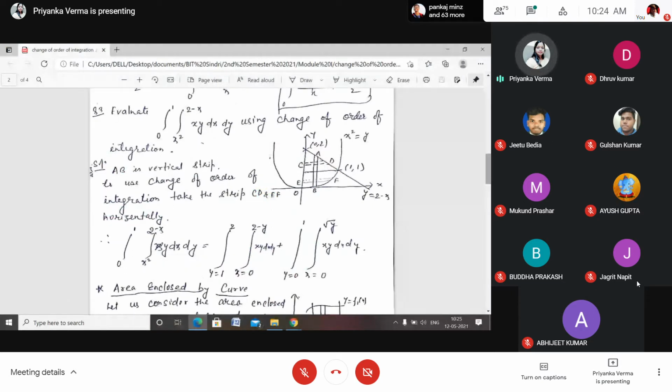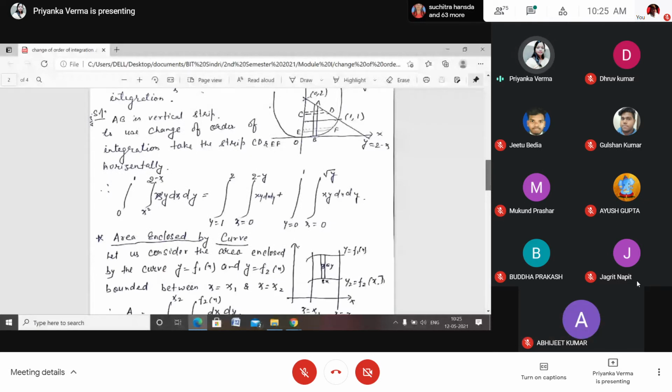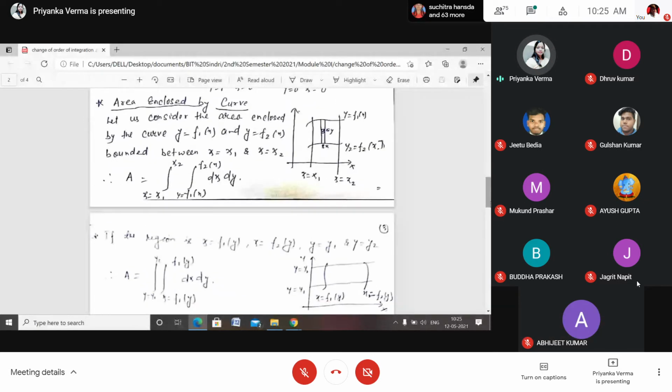Next topic, I'm going to the next topic. The next topic is area enclosed by curve. So how do we find the area of any region using double integral?